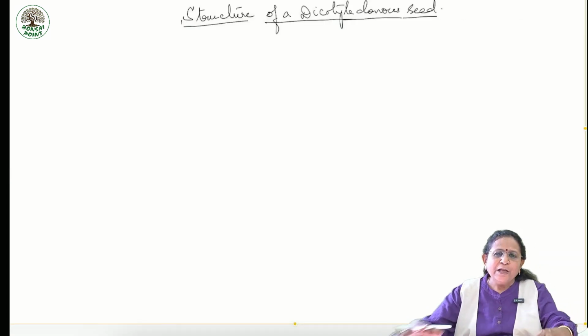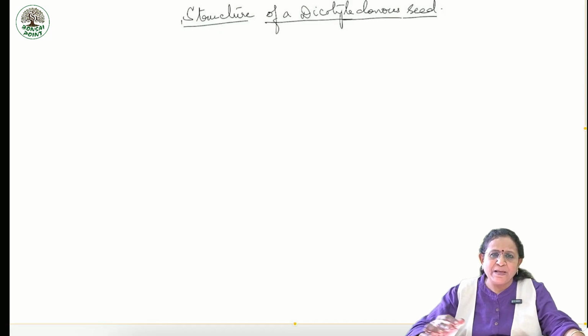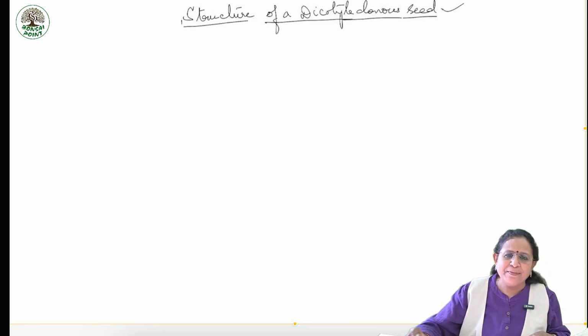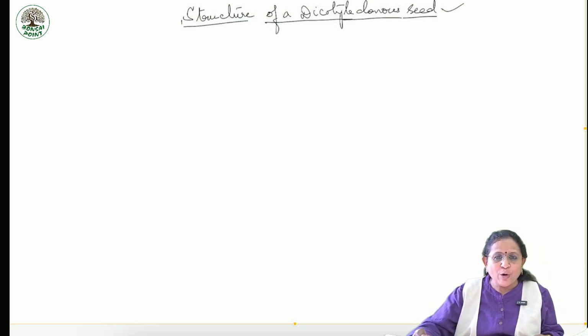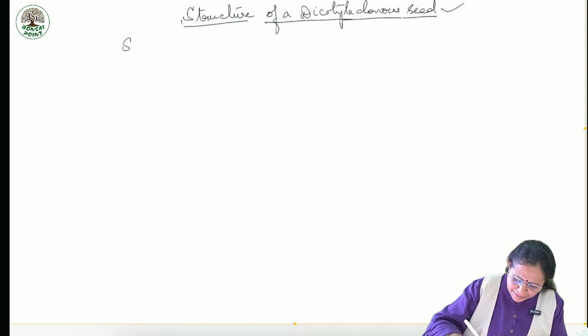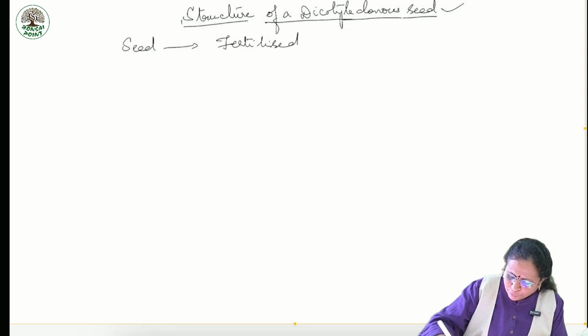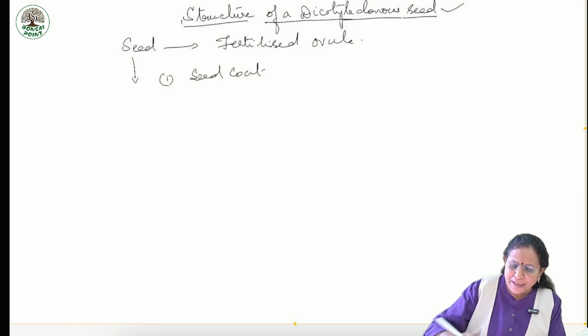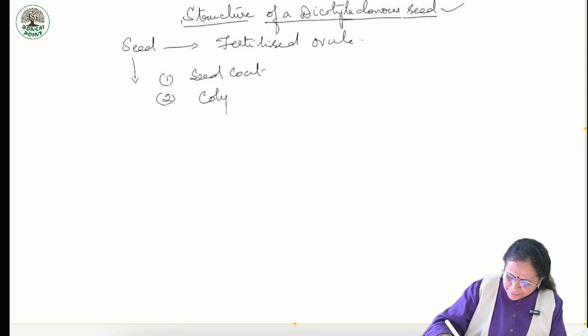Yes, student. Knowing the general explanation and structure of a seed, let us pass on to a particular one, that is the structure of a dicotyledonous seed. As usual, first you have to give an introduction saying that a seed is a fertilized ovule, and a seed consists of number one, the seed coat, second, the cotyledons, and third, the embryo.